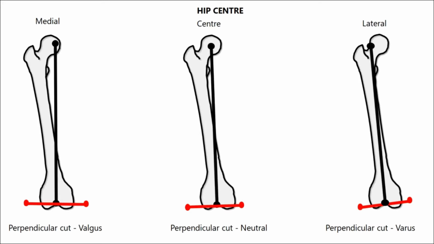The landmark is used to define the femoral mechanical axis, which is drawn between the hip center, that is the center of the femoral head, and the knee center. Errors in selecting this landmark will lead to errors of defining the mechanical axis. If taken medially, it will lead to the axis being drawn from a more medial landmark, and hence a perpendicular cut to it will be in valgus. Conversely, if it is taken more laterally, it will lead to a varus cut.